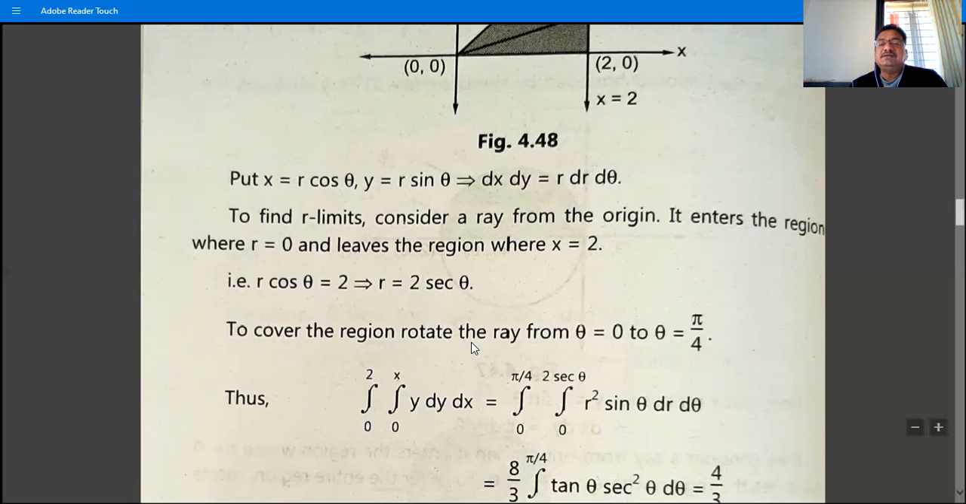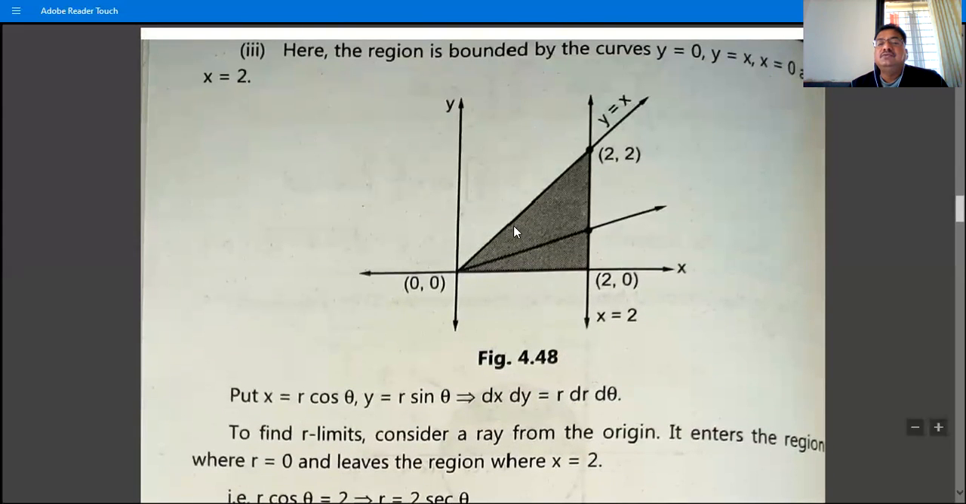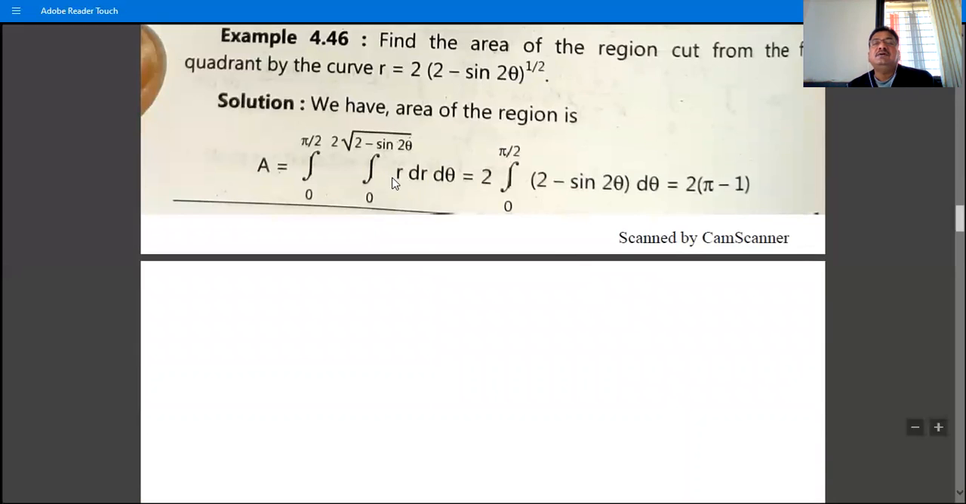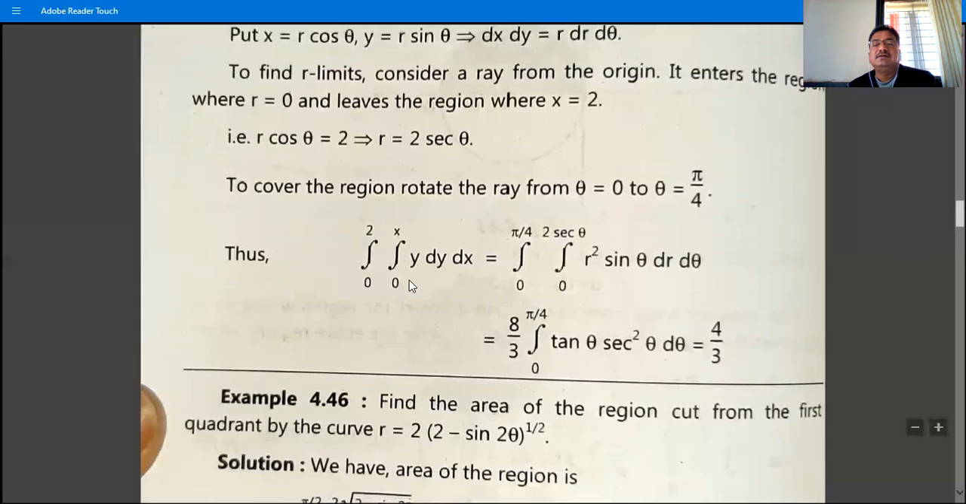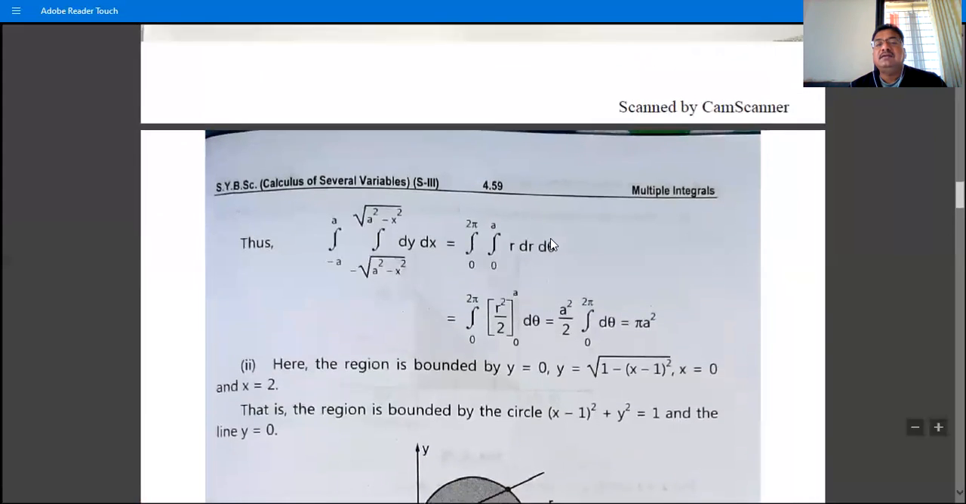So to cover the region, rotate the ray with theta from 0 up to pi by 4. We have to rotate this ray to cover 0 to pi by 4, and therefore the limits are: the given integration is converted to theta from 0 to pi by 4, r from 0 to 2 sec theta, and the integrand is converted to this integrand.